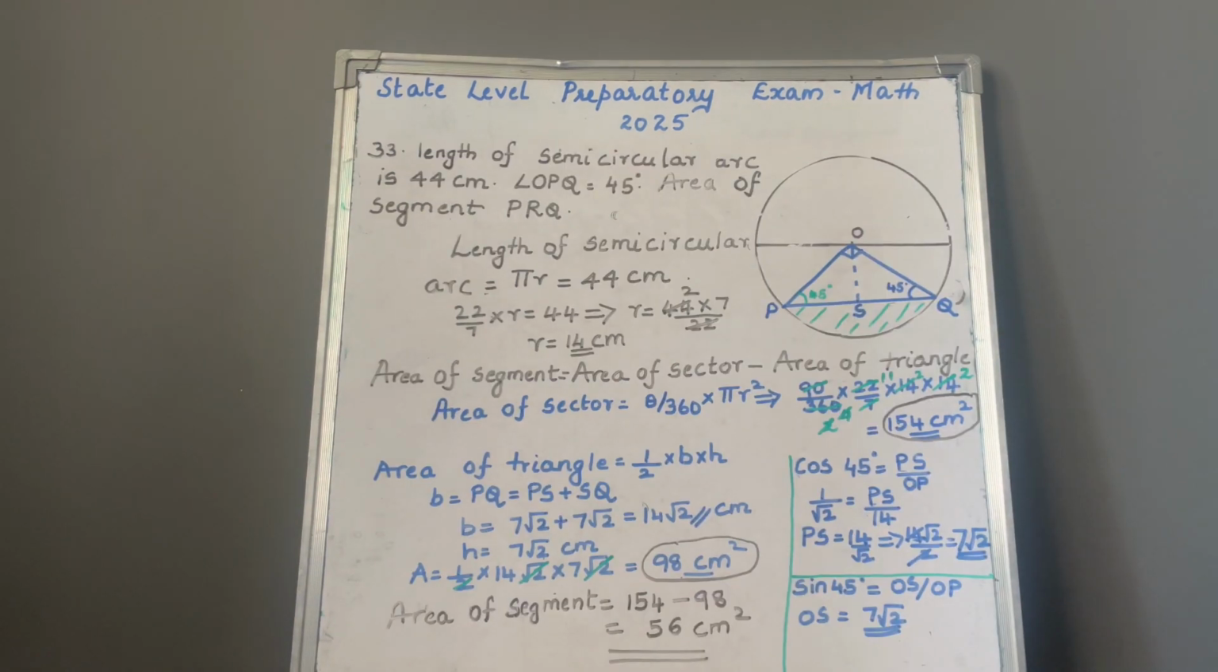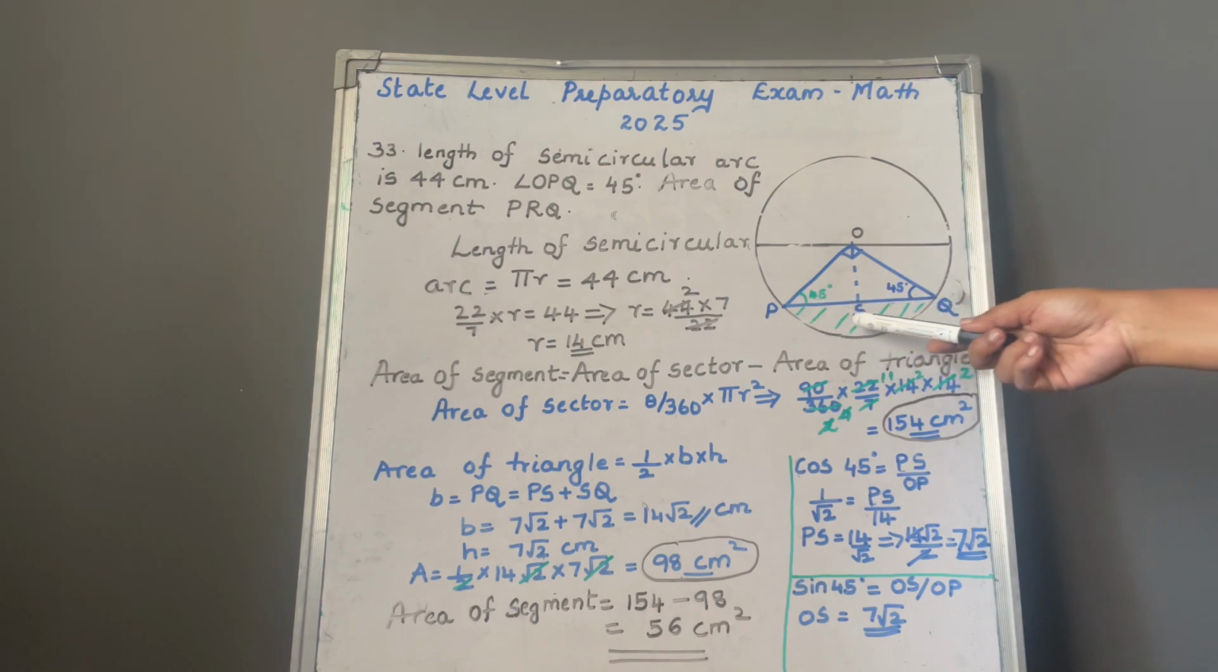Now we move on to question number 33. The length of the semicircular arc of a circle with center O is 44 centimeter. Angle OPQ is equal to 45 degree. Find the area of segment PRQ.